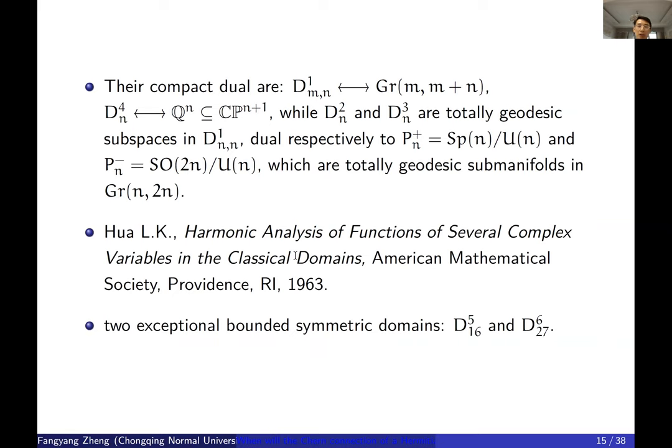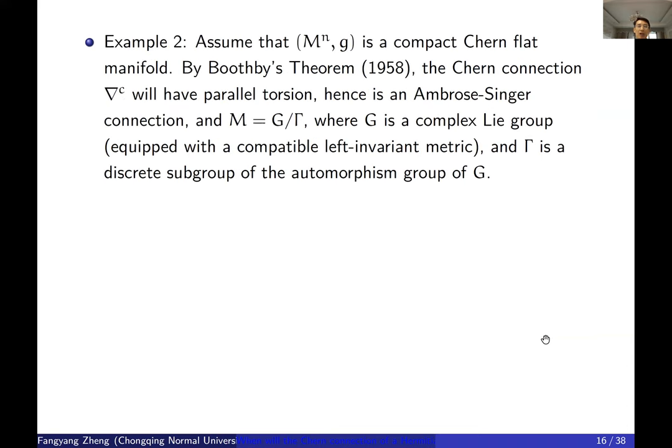They are associated to the classification of simple Lie algebras. L. K. Hua is a legendary mathematician in China. A lot of Chinese mathematicians are his mathematical offspring. If you come to China, you will learn that. He had this classic book in the 1960s. At that time, I think these two exceptional ones were not well understood yet. One is in dimension 16, the other in dimension 27. So that's the Hermitian symmetric ones.